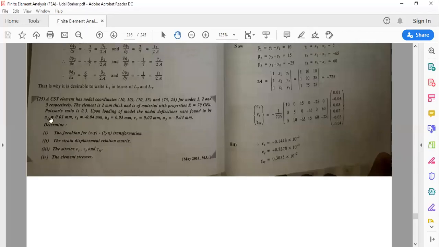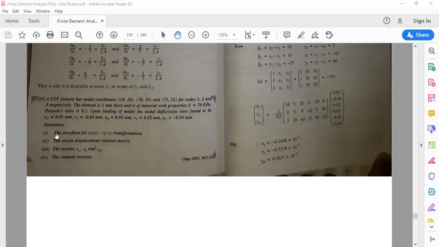So U1 means displacement at node 1 in the x direction. V1 means displacement at node 1 in the y direction. Similarly, U2 means displacement at node 2 in the x direction, and V2 means displacement at node 2 in the y direction. Similarly, U3 means displacement at node 3 in the x direction, and V3 means displacement at node 3 in the y direction.